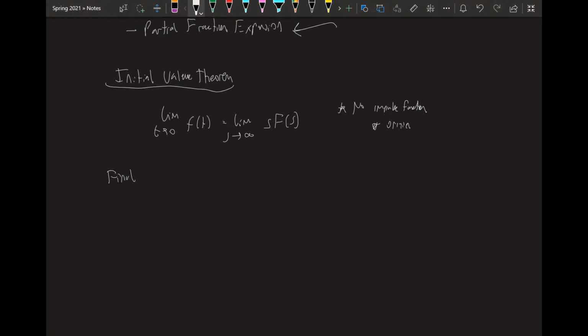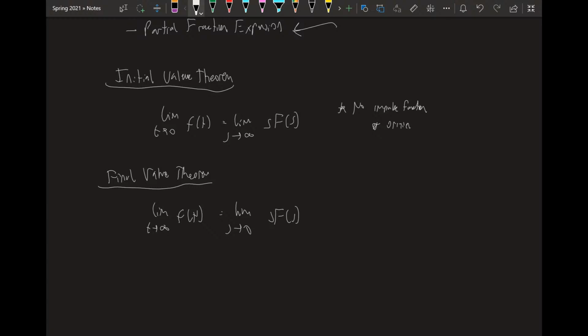And the final value theorem is basically the opposite. The limit as t approaches infinity of your time domain function is the same thing as the limit as s approaches 0 of your frequency domain function. This is only valid if your circuit is stable, but I doubt you'll be given an unstable circuit in this class, so this should basically always work.